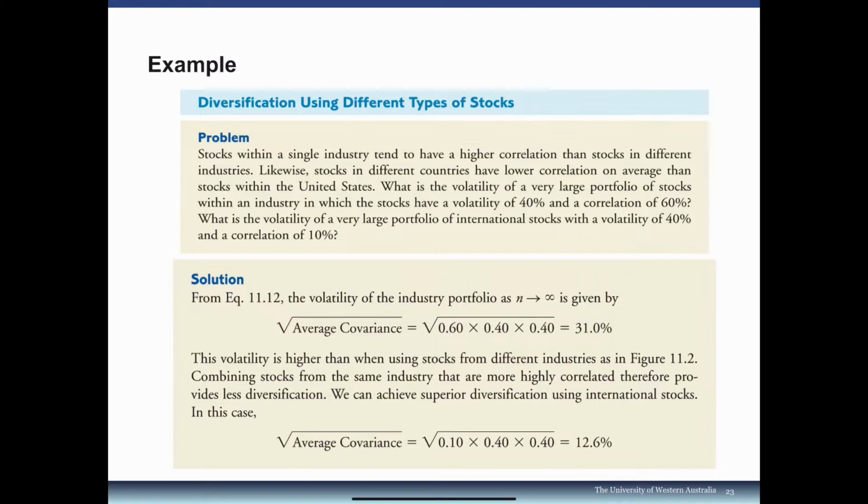So you can see that here the average covariance for the first portfolio will be 31%, and this is a lot higher than the average covariance, square of average covariance, of the international stock, 12.6%. So here you can achieve superior diversification using international stocks. Why? It's because the average correlation is a lot lower, right?